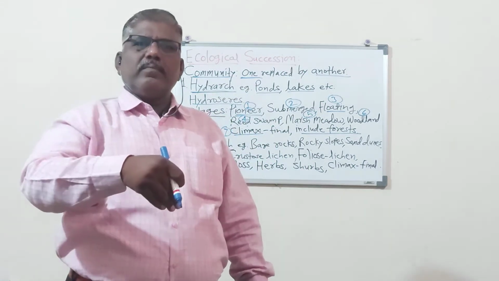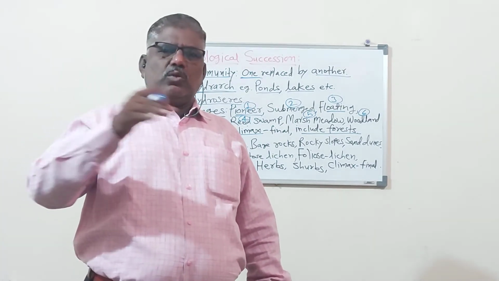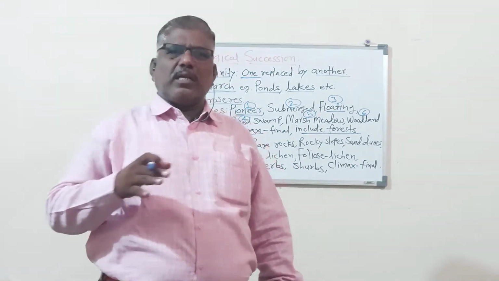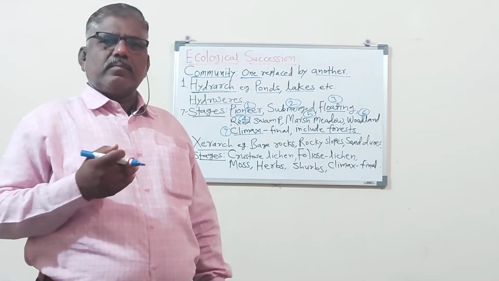Anyway, each and every year, the turbid rain water flow comes there, and the depth of that pond is decreasing due to the flowing rain water. So every year the depth is decreasing.